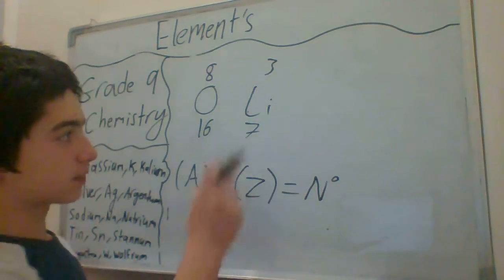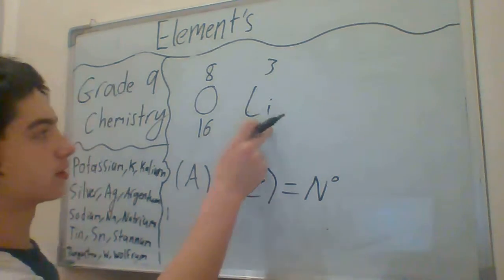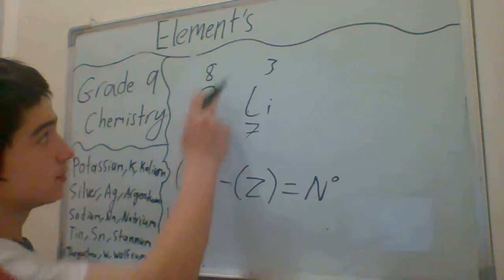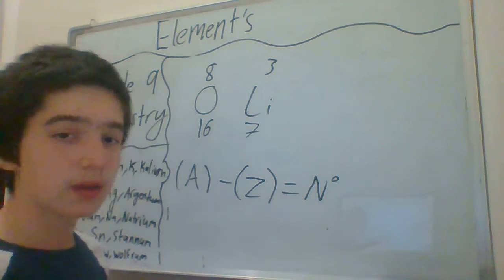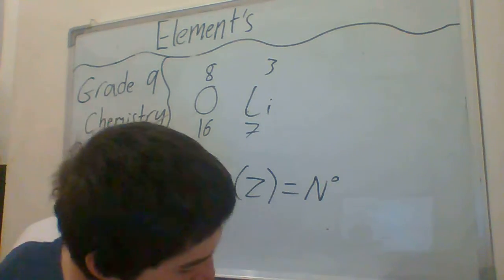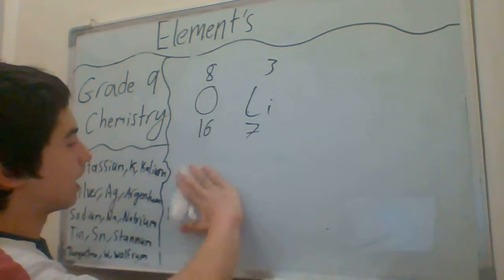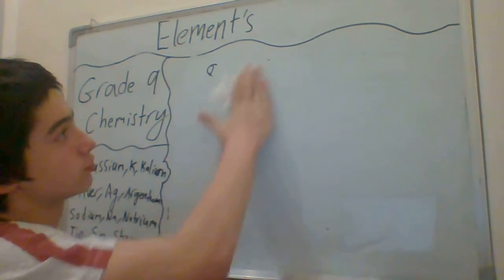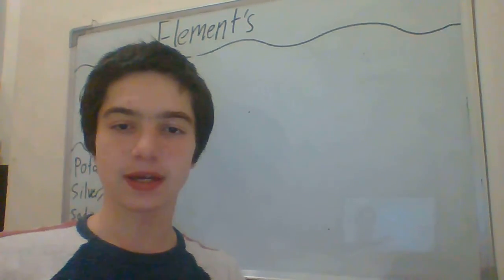Okay, so if I subtract 7 minus 3, we'll get 4. That's the number of neutrons in lithium. If we subtract 16 minus 8, we're going to get 8. That's the number of neutrons in oxygen. So that's simply about the identification of the element, and also how I can know the number of protons, neutrons and electrons in an element. So that's all about our lesson for today, and I hope it is useful.